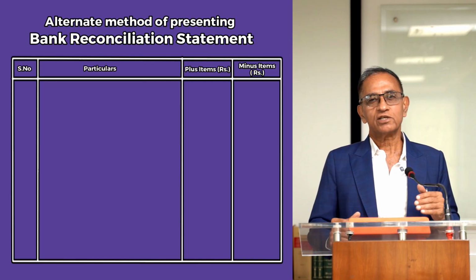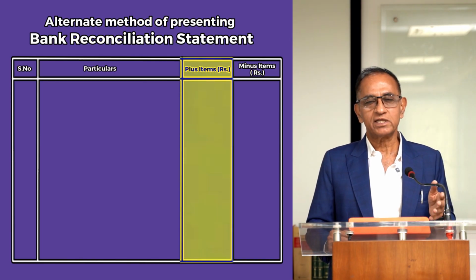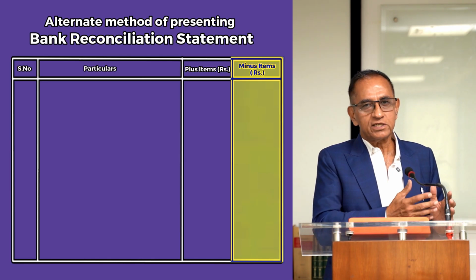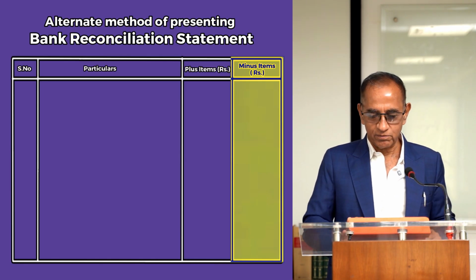और analysis का basis same रहेगा कि we'll see that if we are starting with cash book, the other bank is less than this or more than this, so balance has gone down or it has gone up, so it should be deducted or it should be added, whatever. So अगर इसको add करना है तो plus item column में लिख देंगे, अगर minus करना है तो minus item column में लिख देंगे.